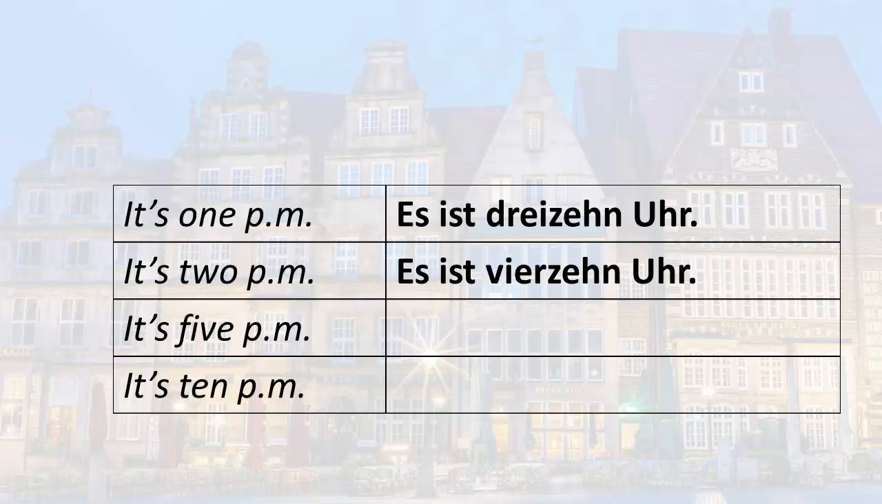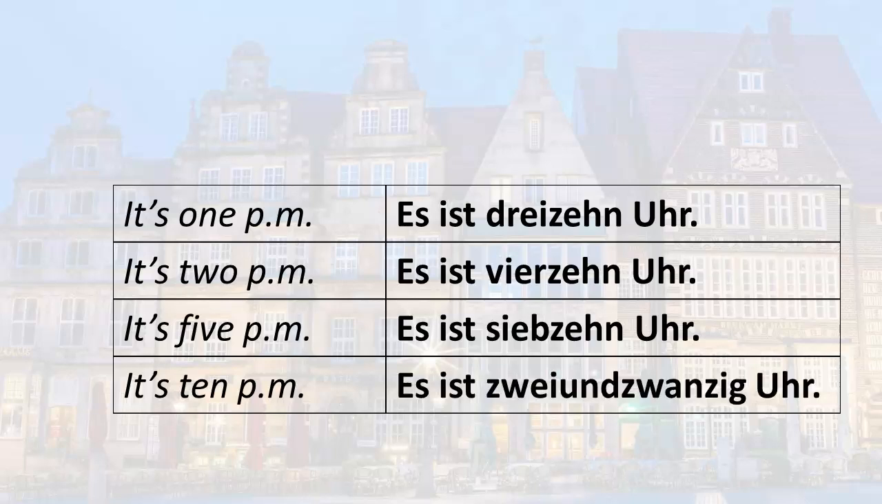5 p.m., so you have to do a little bit of math if you're not familiar with using the 24-hour. In this case, just add the 5 to the 12 and you have 17. So 5 p.m., es ist 17 Uhr. It's 10 p.m., of course, add the 10 to the 12, so you have 22. So 10 p.m. would be es ist 22 Uhr.